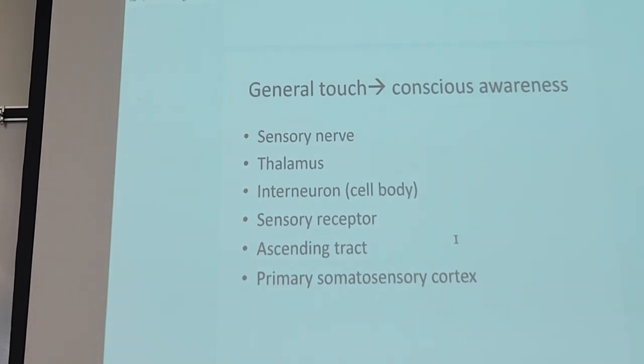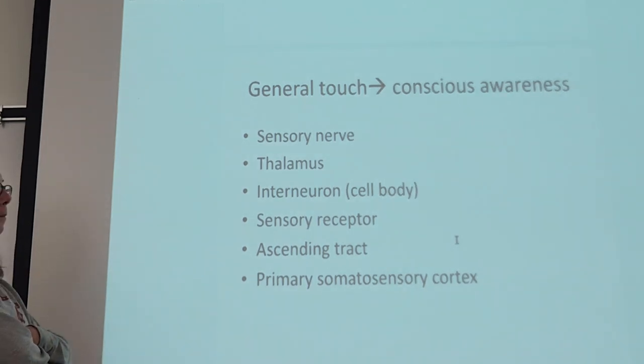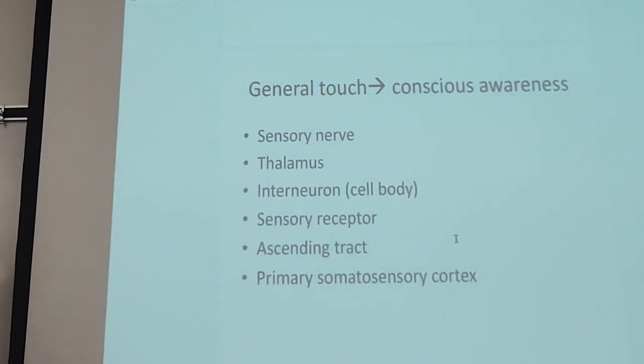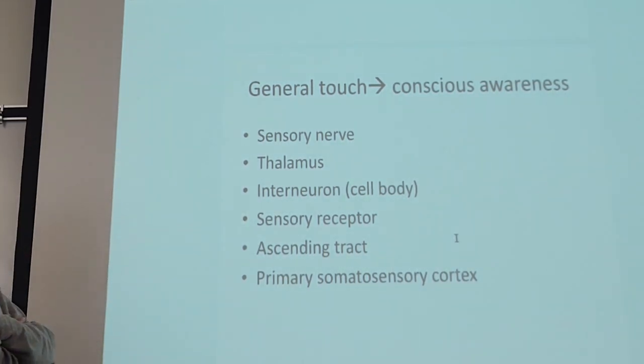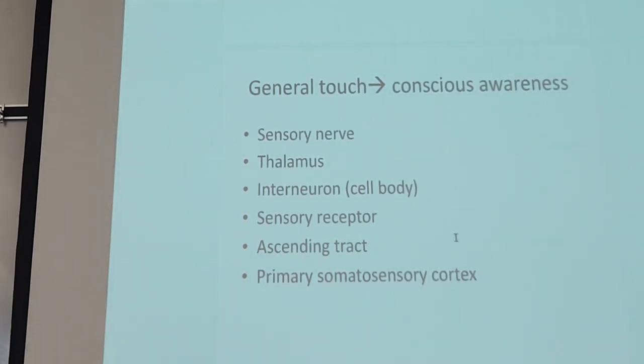And then what? Communicates with an interneuron, and then what? It goes up an ascending tract, which is sensory, okay? And then from the ascending tract, it's going to synapse in the primary relay station, the thalamus, right? And then ultimately, the thalamus is going to tell it to terminate where? Primary somatosensory cortex. And at that point, then you have conscious awareness of what it is you're touching.